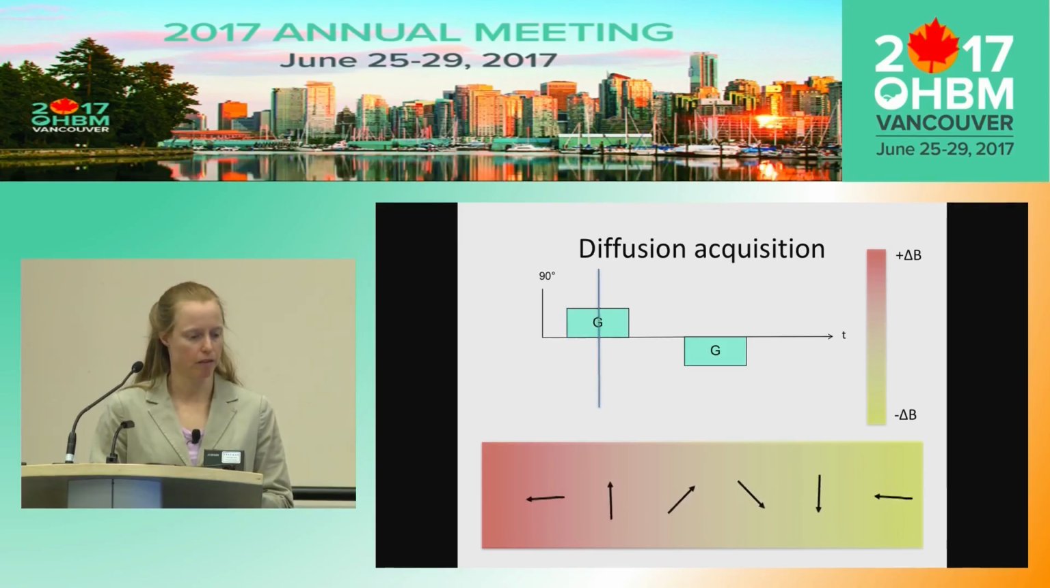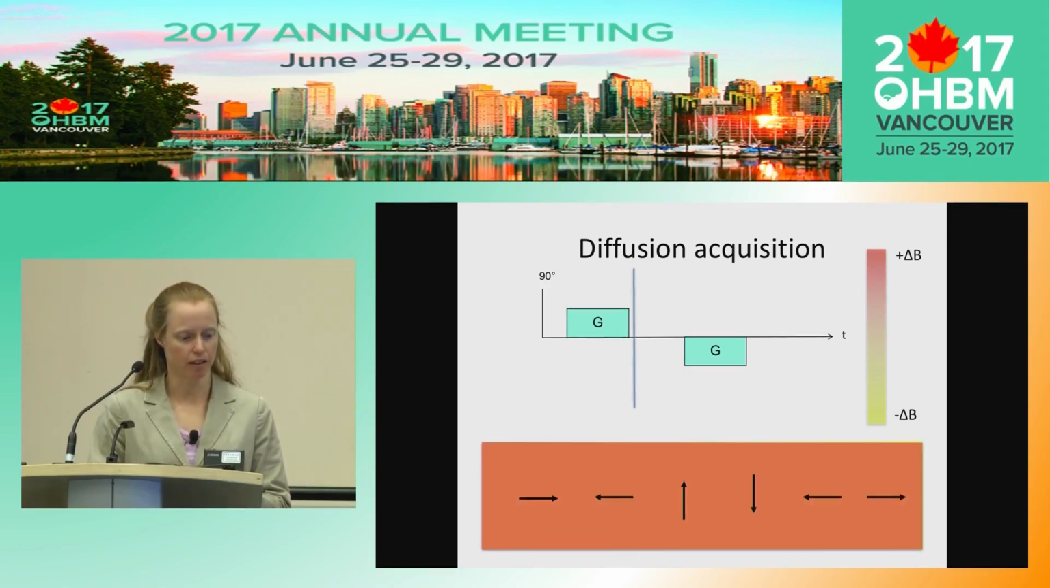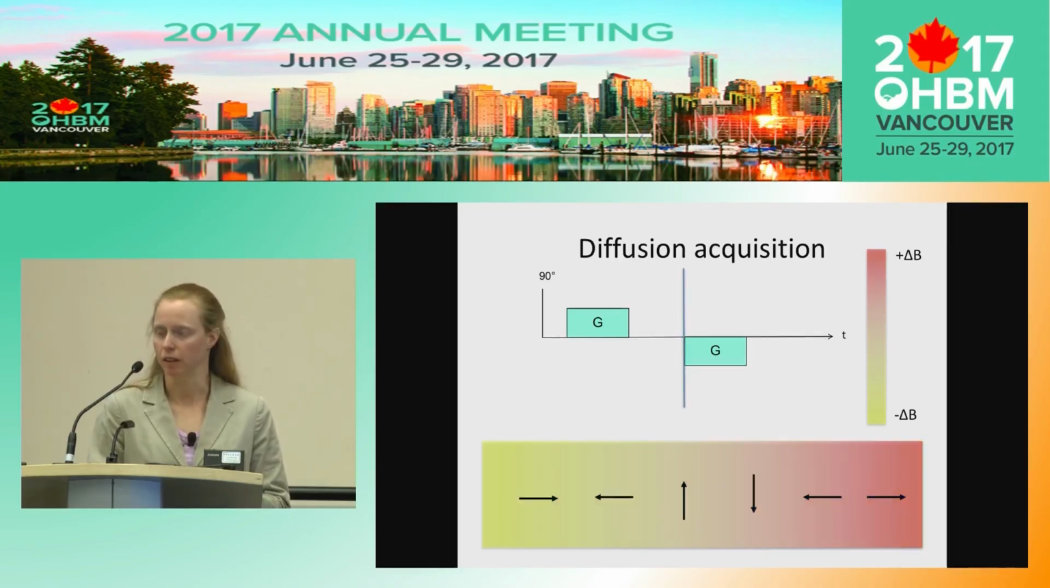So here we have the spins precessing. So now after the gradient, they have what we call dephased. They're all pointing in different directions. Turn off the gradient, and now they're all precessing at the same frequency. And now we turn on an opposite magnitude gradient pulse. And so now the discrepancy in precessional frequency is opposite. And after that gradient, all the spins have aligned again.